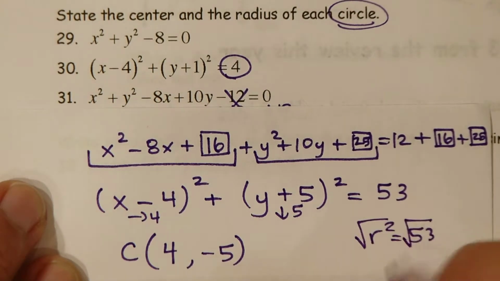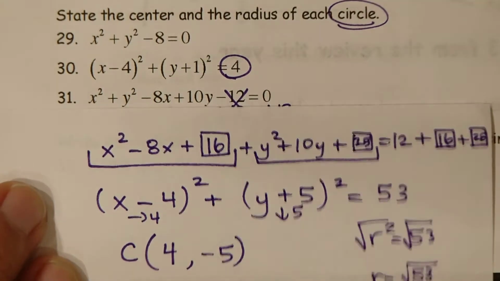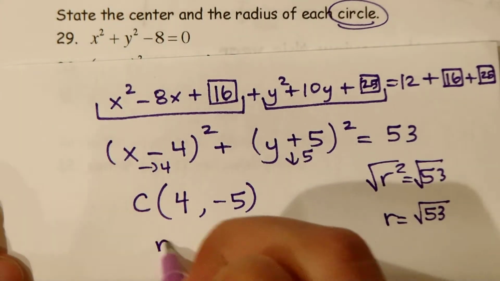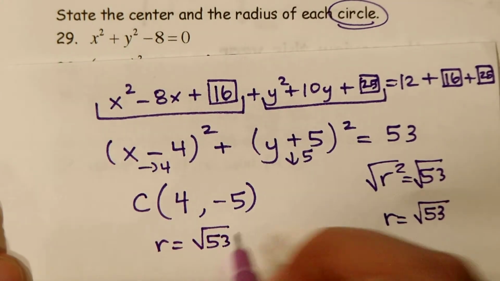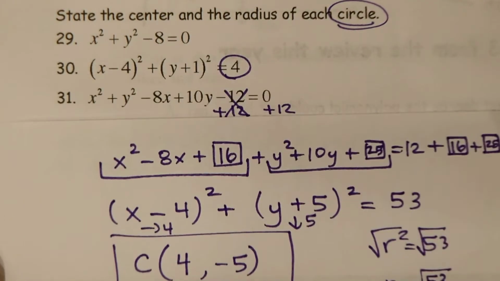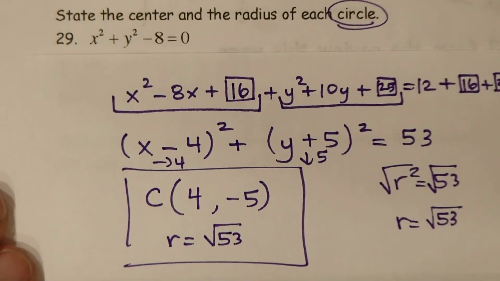Take the square root. R is just going to be the square root of 53. We can only do that with it. So the center is at 4, negative 5. Radius is the square root of 53. That's going to be our answer for number 31.